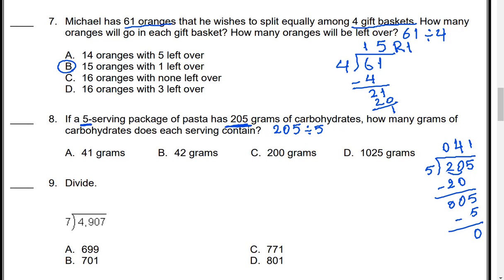You should finish the whole steps, okay? Because you need to see if you have a remainder or not. Now we don't have a remainder because the remainder is 0. And what's the quotient? The quotient is 41. So the answer we should choose is 41 grams. Thank you, my hero. You are a star.